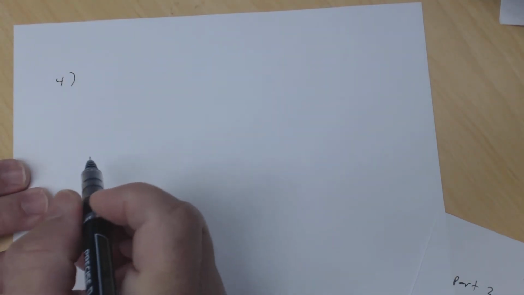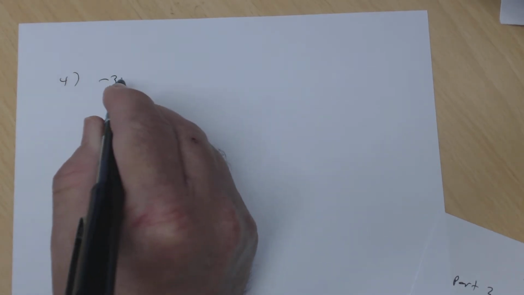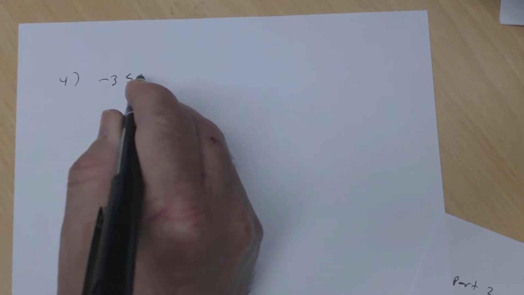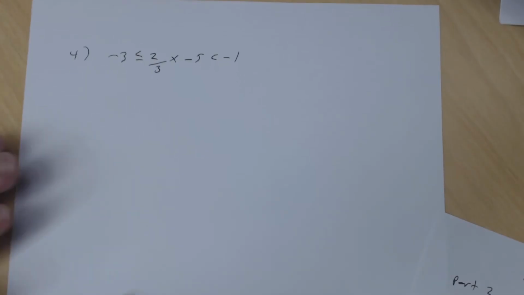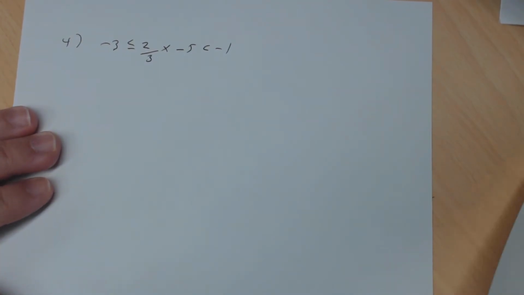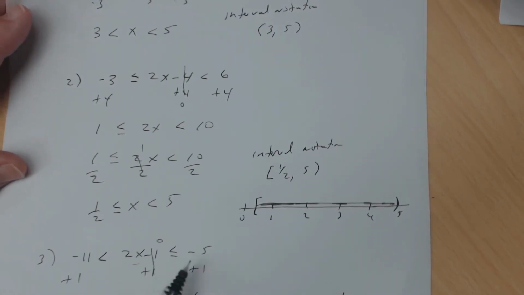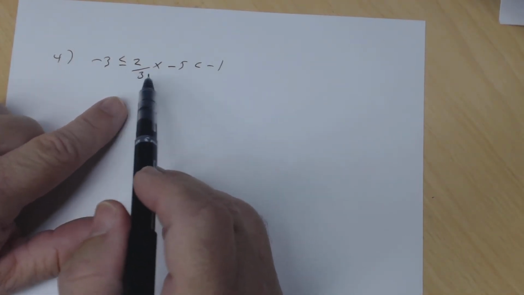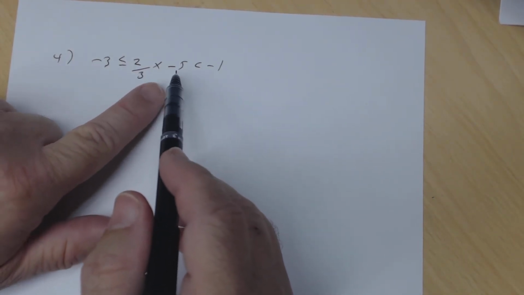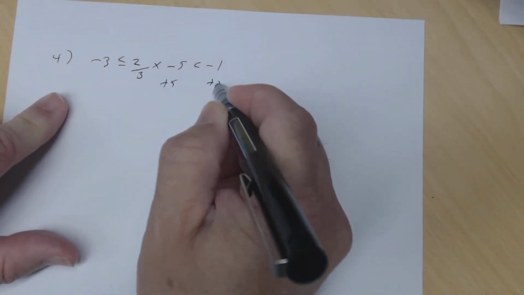Alright, and let's do one with a fraction. So let's suppose we had this one. This would be number 4. So let's suppose you had -3 is less than or equal to 2/3 x minus 5 is less than -1. So notice that in all these others we did, there were no fractions involved. In the original problem, you didn't see any fractions. Here you have fractions. Probably the best thing to do here, now you could multiply all parts by the LCD, which is 3, but probably what you may want to do is add 5 to all parts, since that's probably the easiest thing to do right now.